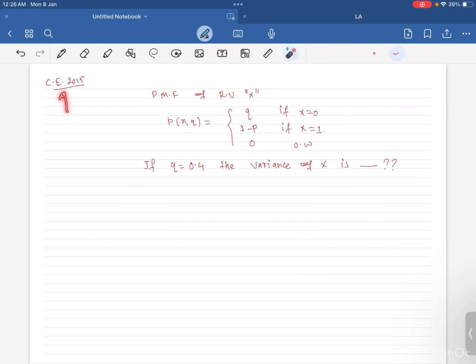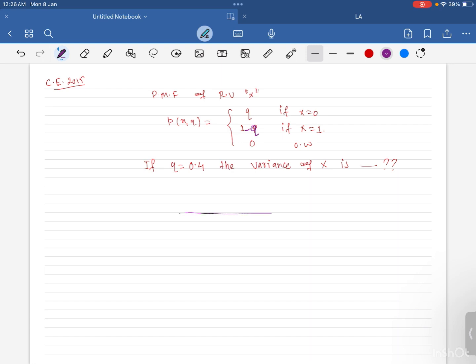So this question is again from CE, Civil Engineering, 2015. Here we are given this PMF, that is probability mass function, and this is for a discrete random variable x, right? The PMF of this random variable x is given as q if x is equal to 0, and 1 minus q when x is equal to 1, and otherwise it is 0.